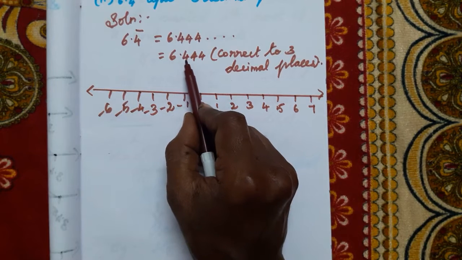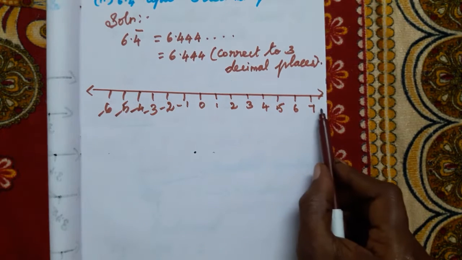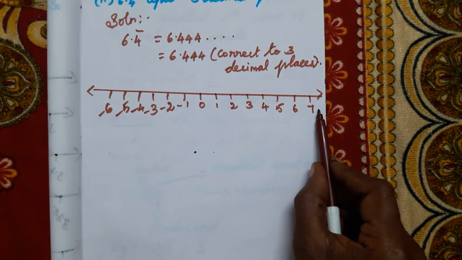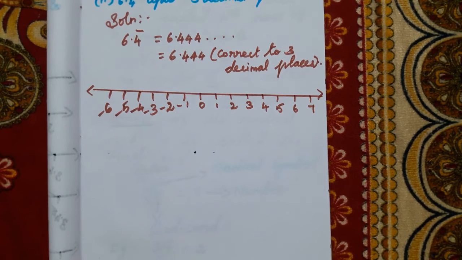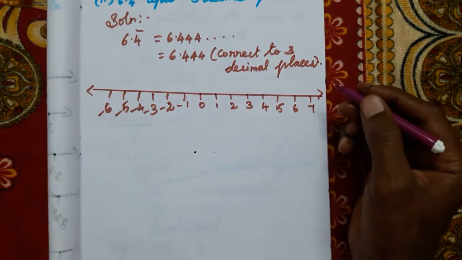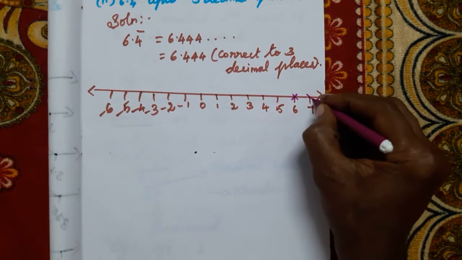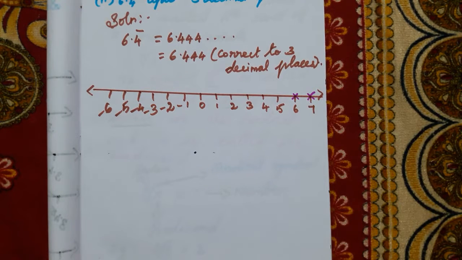These numbers are between 6 and 7. So we have to write at least up to 7. Now these numbers are between 6 and 7: 6 point some number. Therefore these numbers are between 6 and 7. So we have to mark these 6 and 7.